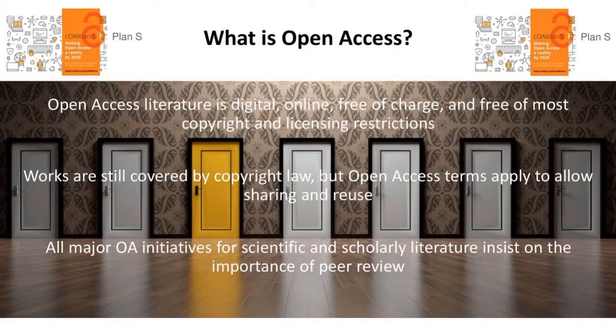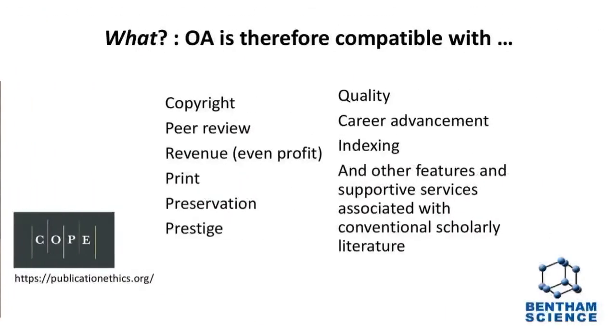so look for peer review. All major open access initiatives for scientific and scholarly literature insist on the importance of peer review. So if your journal is not going to peer review your work properly, then you should not be publishing your work in that outlet. Peer review is, of course, the fundamental cornerstone of academic publishing. If you're selecting a journal that's not going to be using peer review, then walk away. You should be, as all of the Bentham Science journals do, using full peer review. That's the basis of publishing.